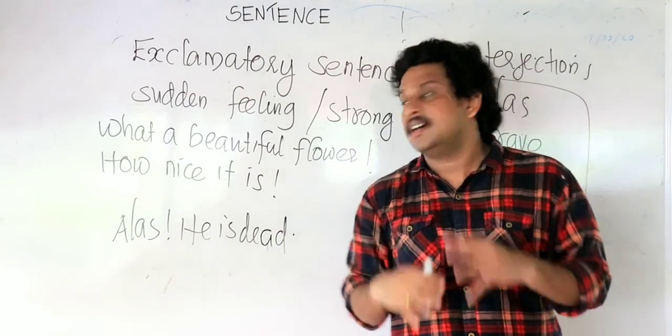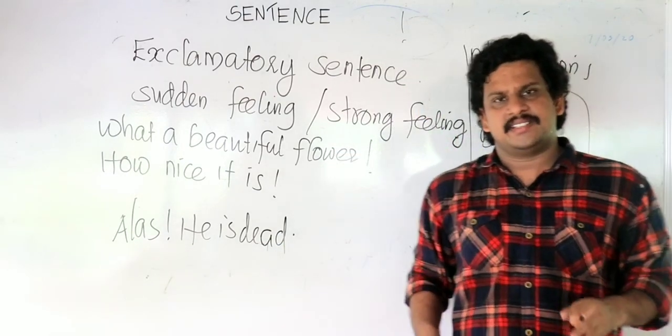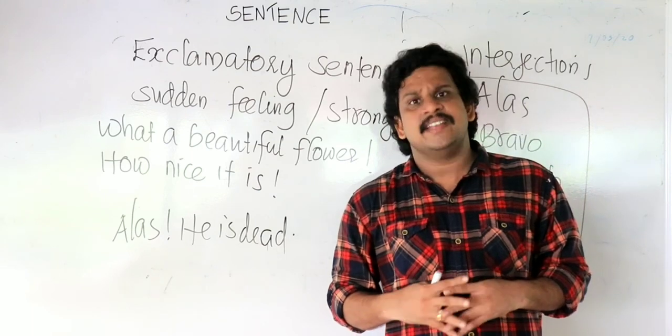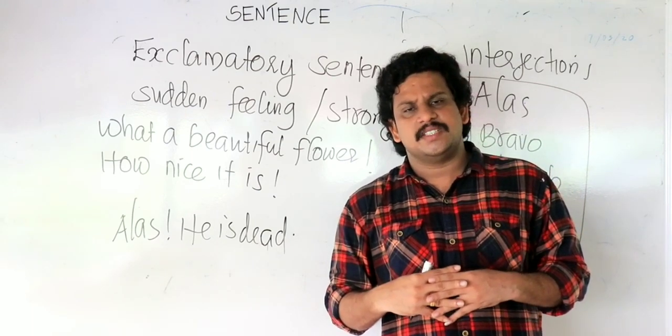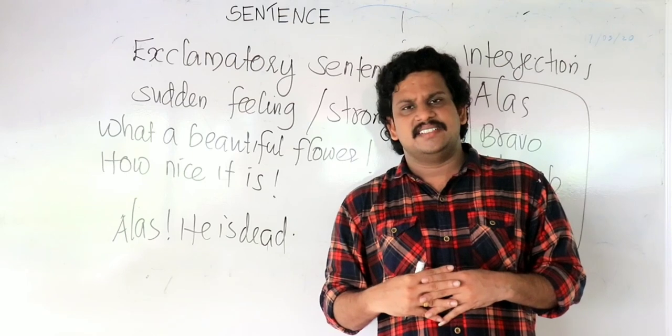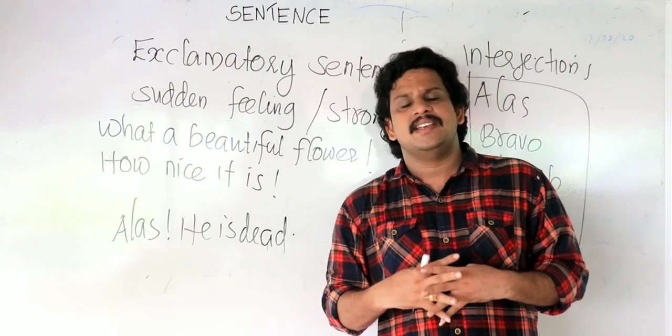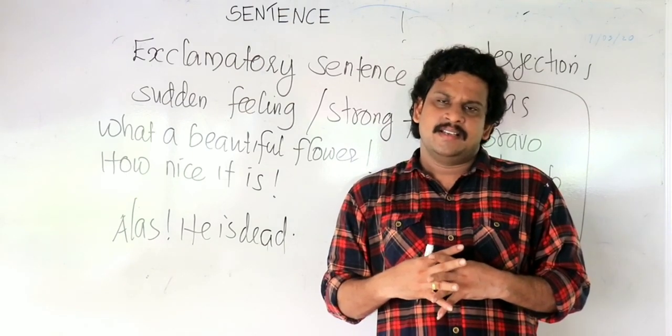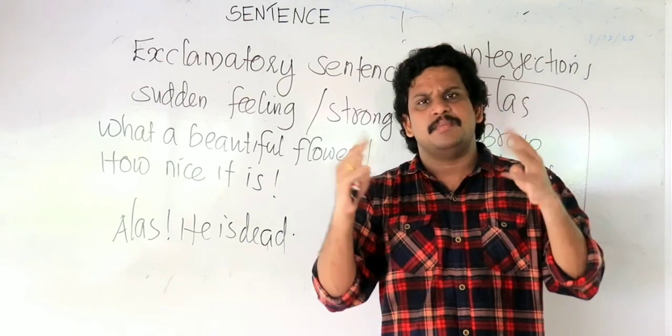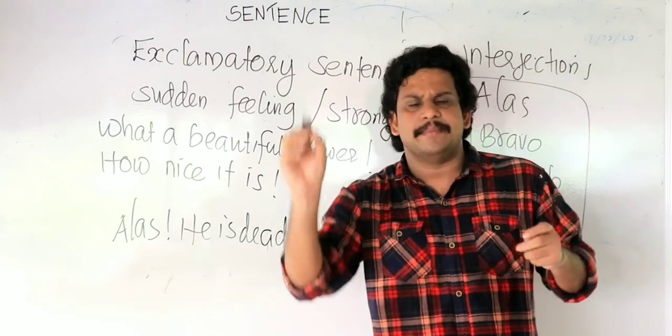Okay? So these are the four types of sentences in English. Let me sum up. Sentence is a group of words which makes a complete sense. Sentence consists of subject, verb, object. For example, he eats a mango.